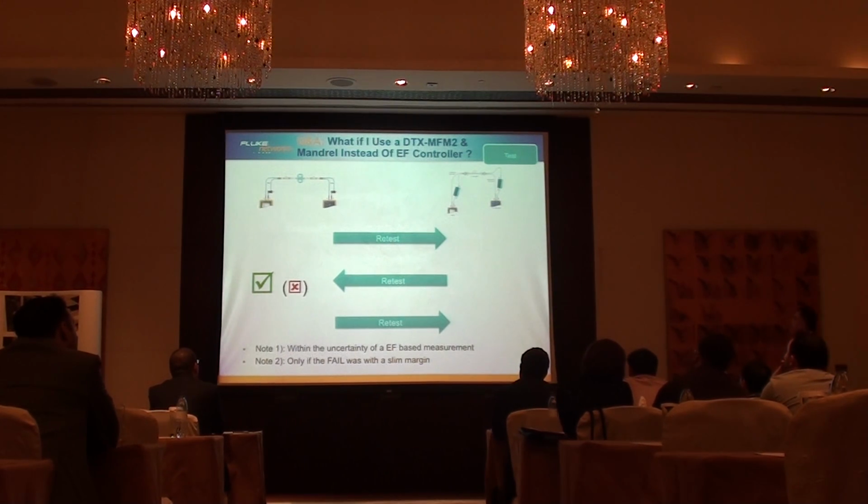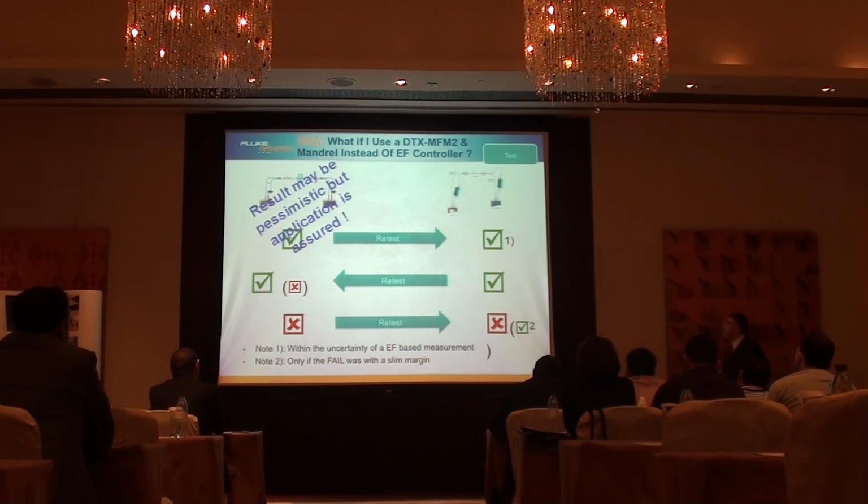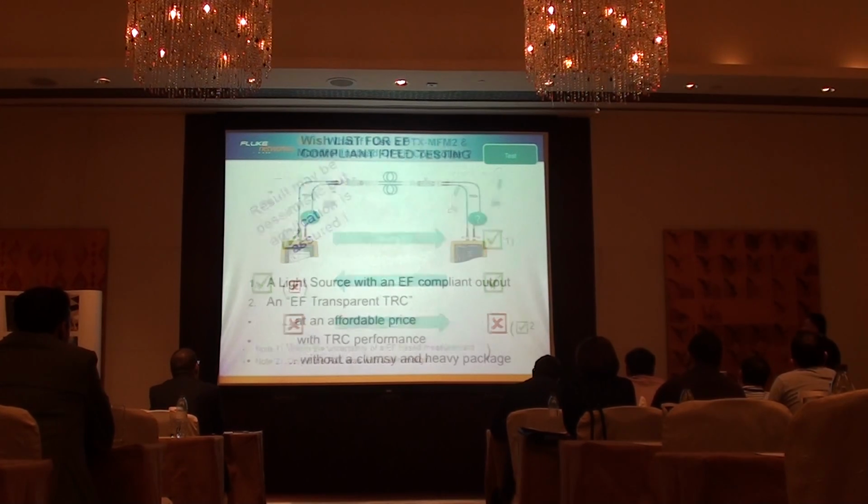This is regarding the EF versus non-EF, which we already discussed. I'm not going to go through it again. And the difference between the results. So if you pass EF, you pass here too. If you get a fail here, you will get a pass here. But if you fail here, you might also get a fail here as well. So EF compliant will give you realistic results. That's what we want to push and inform you about, so we don't have issues with the customer coming back and saying the link doesn't work.